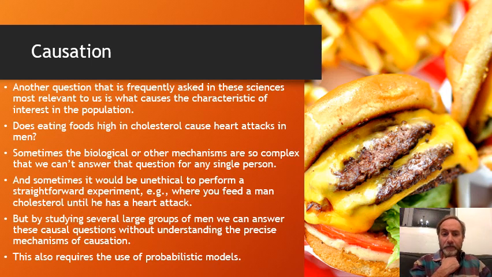So these statistical methods can give us information, even in these cases where it's difficult to assess directly. If you study, again with the question of men and cholesterol and heart attacks, several large groups of men, often we can find good answers to these causal questions, even if we don't quite understand the precise mechanisms of how that causal relationship works. But in order to do this, we also need probabilistic models.